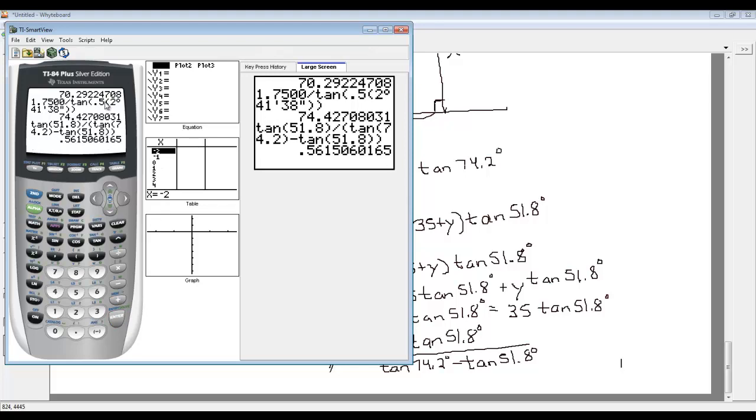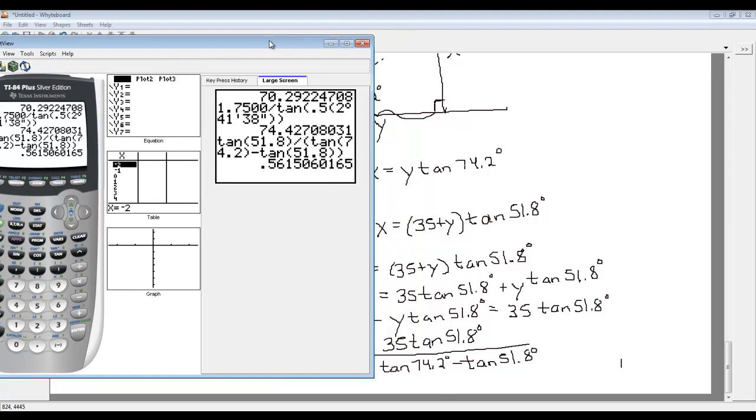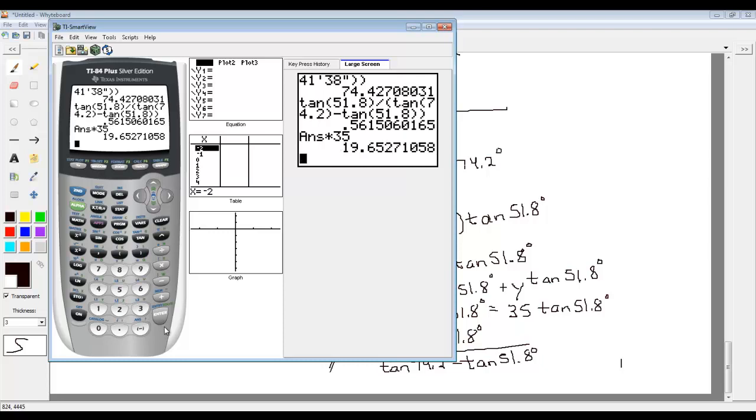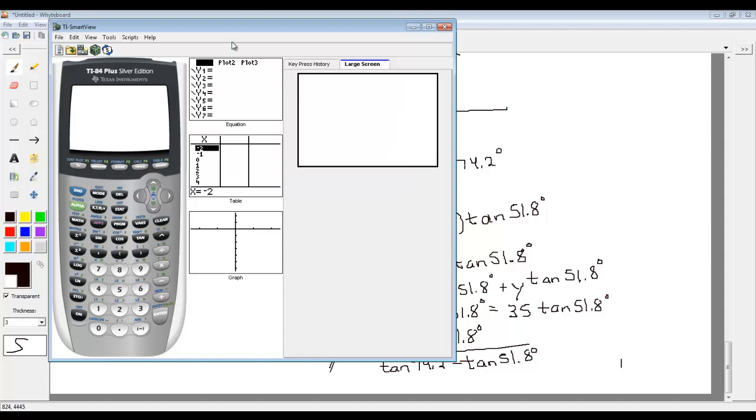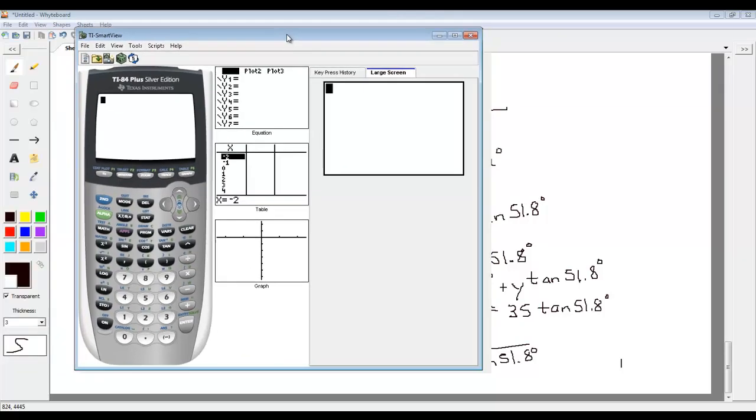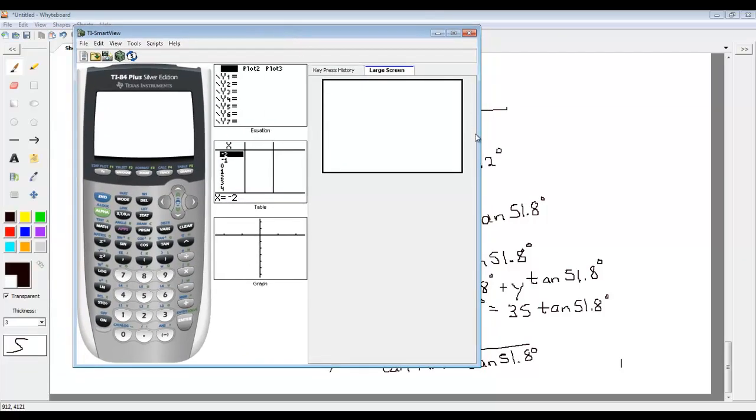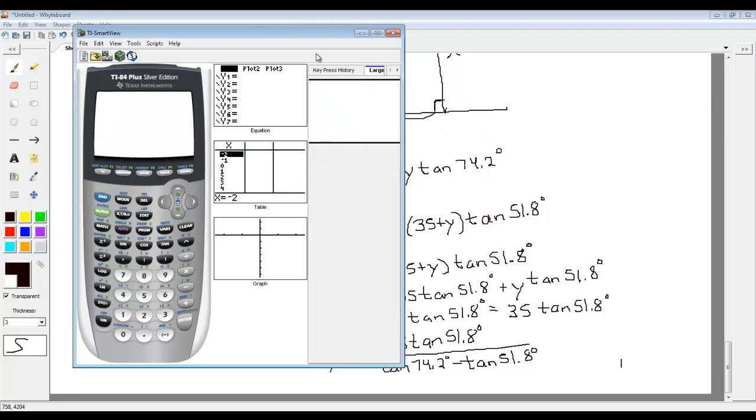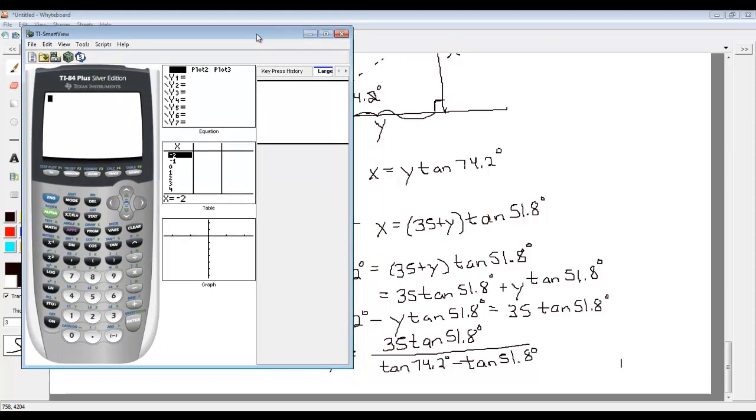Let's see here. Something doesn't look quite right, so I must have typed in something not quite right. I had tan of 51.8. Oh, I didn't see it, 35 times that. Okay. All right, let me try this again. Sorry. That's what I get for having this taking up too much of the screen. See if I can make this a little smaller so I can see what I'm doing here. That's kind of better, but it might not work very well. All right, let's try this again.